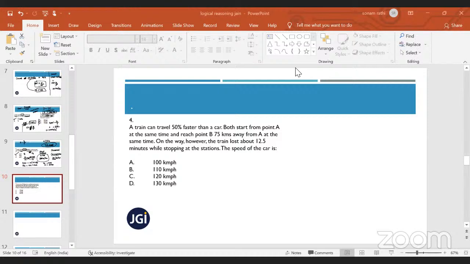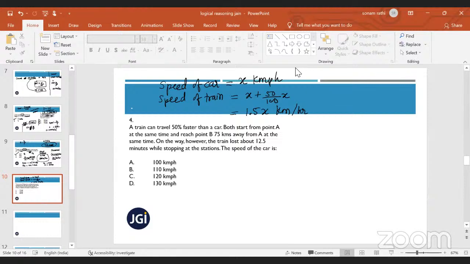A train can travel 50% faster than a car. Okay, so if the speed of the car is, let's say, x kilometer per hour, then the speed of the train, 50% more, means x plus 50% of x, that is 1.5x kilometer per hour. Right? The speed of the car is x, the speed of the train is 1.5x.